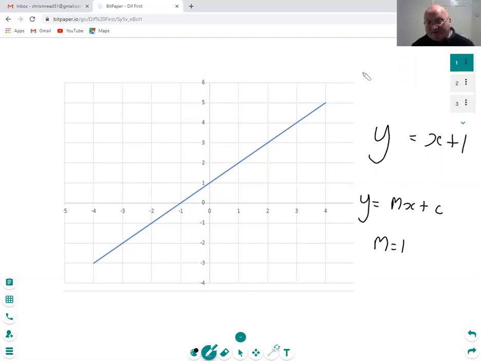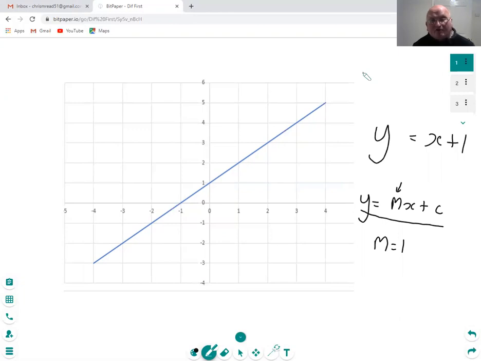This is a straight line, because that's the formula of a straight line. And we can just read off what the gradient is, because it's the number in front of the x, which is 1. So the gradient there is 1. It's going up at a steady rate of 1 square up for 1 square along all the way along. Okay, and that was a straight line.